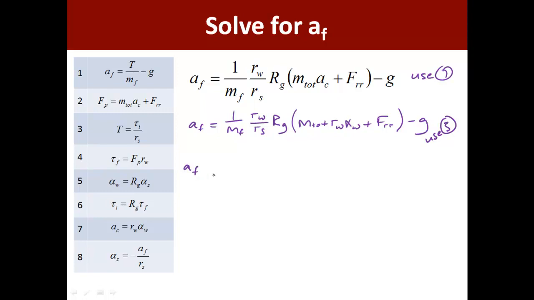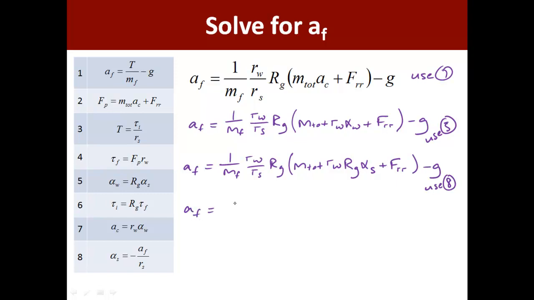So AF is equal to 1 over MF, RW over RS, capital R sub G, M total, RW, plugging in for alpha W, we'll get an RG alpha S plus FRR minus G. Now we have an alpha S in our equation. We can get rid of that using equation 8, so use 8.